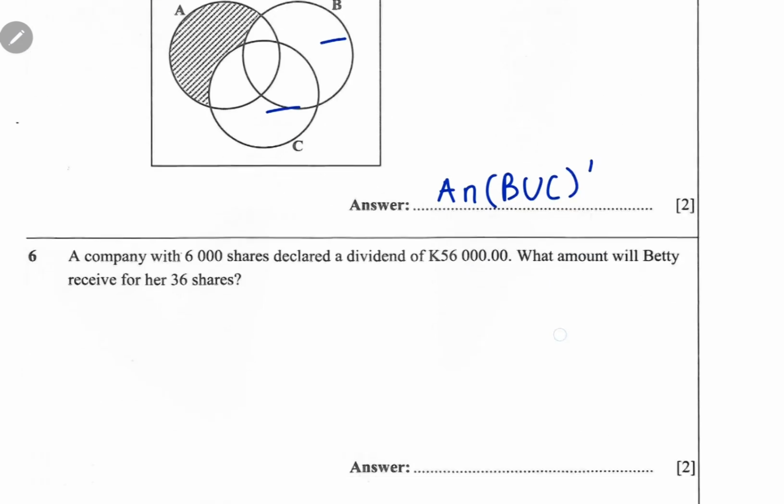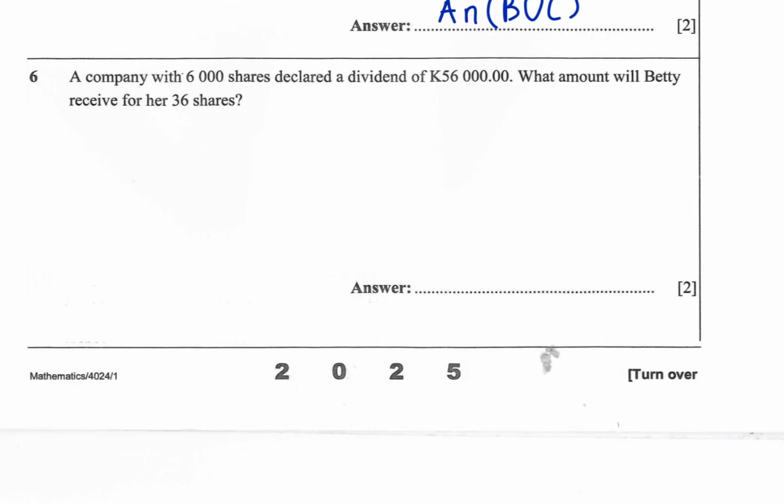All right. We proceed to question 6. Now, question 6, a company with 6,000 shares declared a dividend of 56,000. What amount will Betty receive for her 36 shares? So the first thing, we need to find the amount per share. So to find the amount per share, we are going to say the dividend, which is 56,000, divide, that is the number of shares.